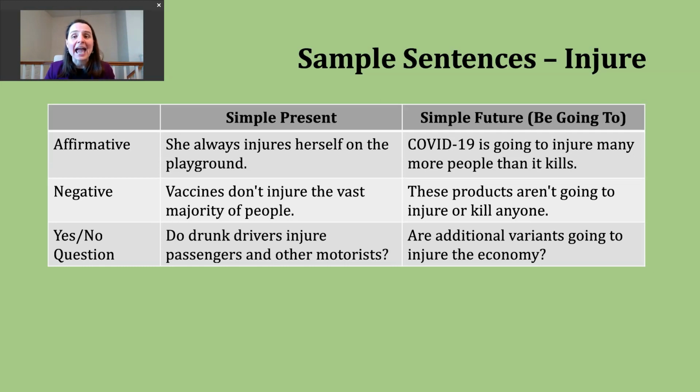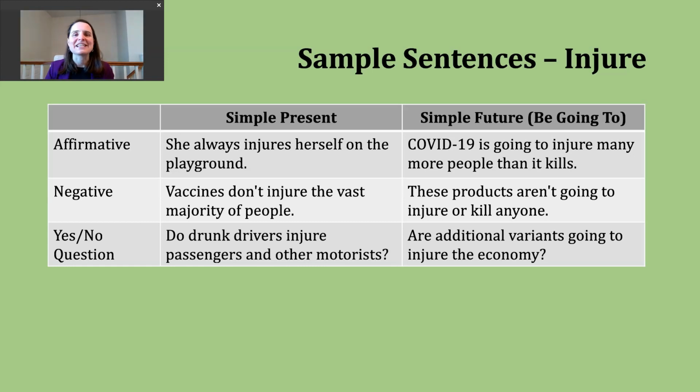Now let's take a look at the simple future using be going to. And again, with this verb tense, we are going to pay attention to what our subject is. So if our subject is I, our form of be will be am.